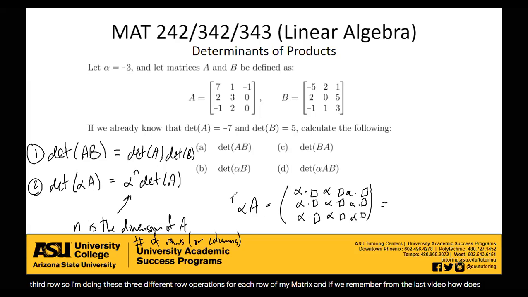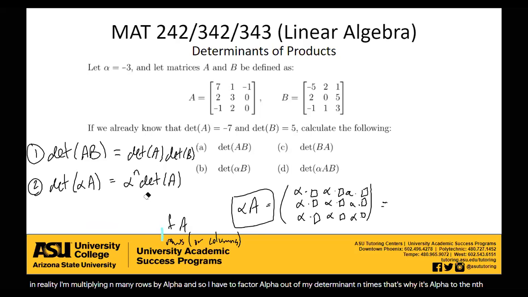So multiplying a whole matrix by alpha means in reality I'm multiplying n many rows by alpha. And so I have to factor alpha out of my determinant n times. That's why it's alpha to the nth power. Okay? That's the theory behind why this equation is what it is.